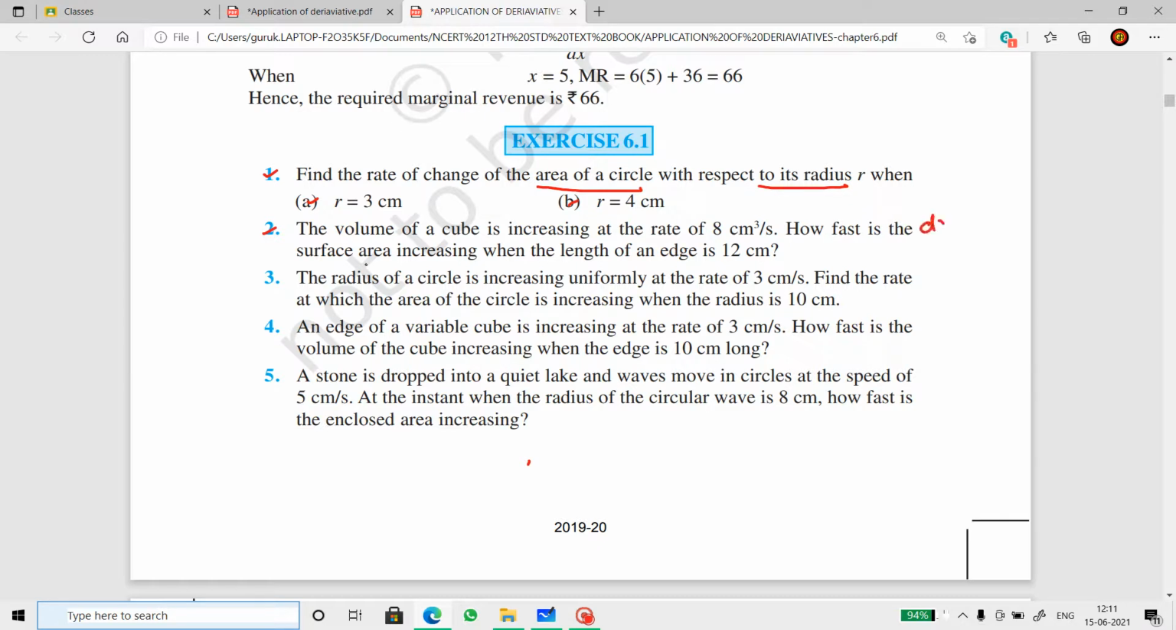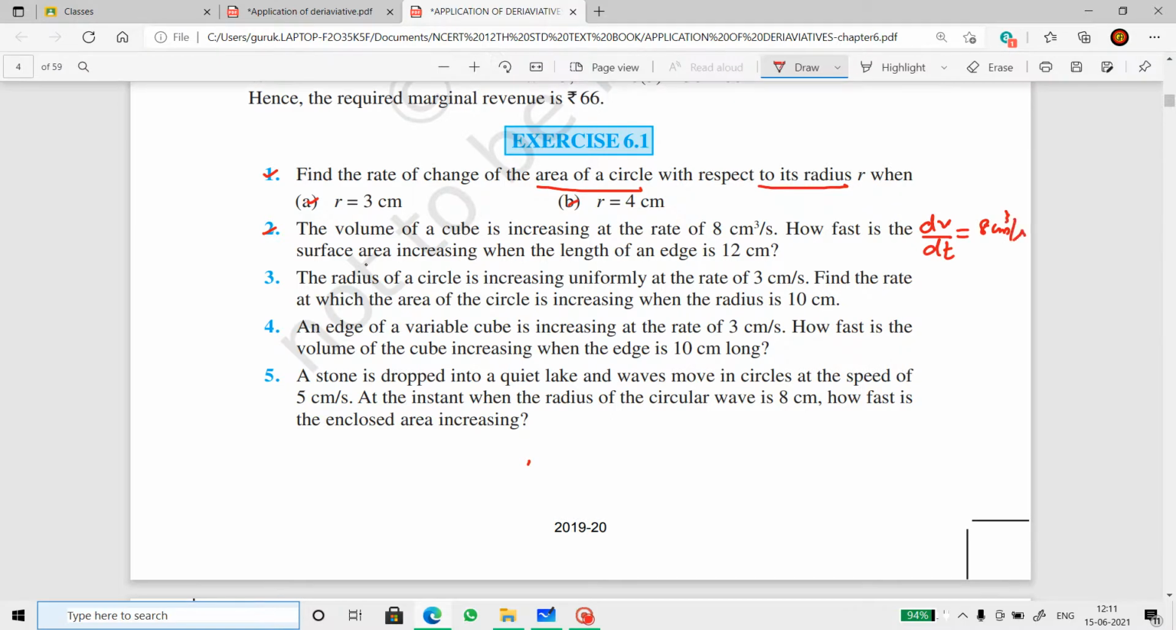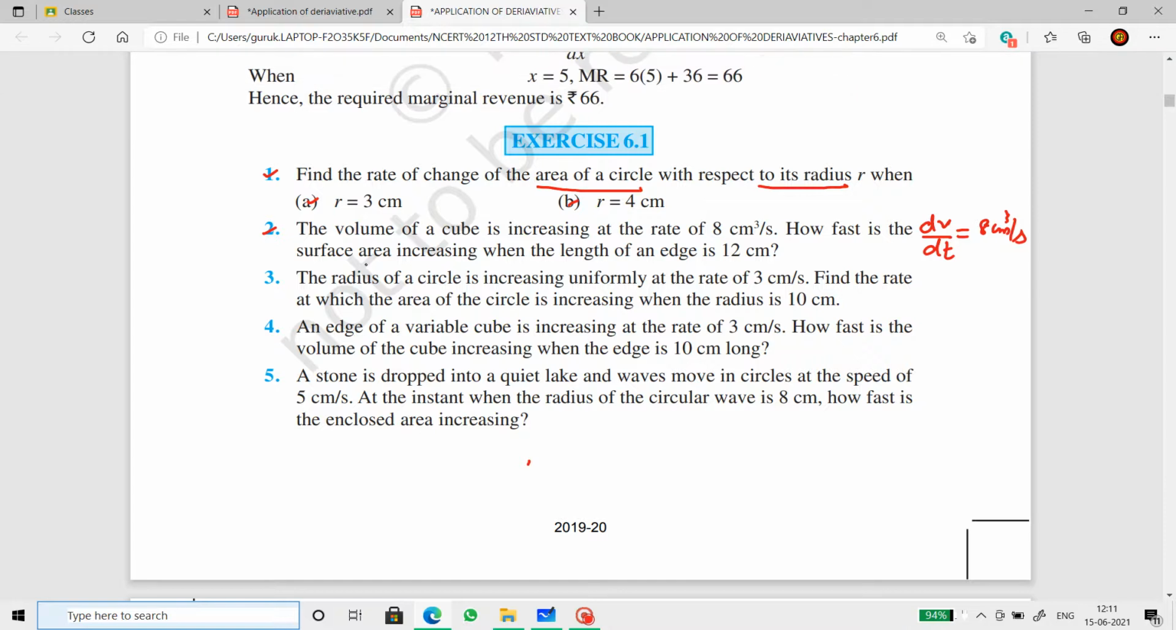Next question. The volume of the cube is increasing at the rate of 8 cubic centimeter per second. That's dV by dt is 8 cubic centimeter per second. How fast is the surface area increasing when the length of the side is 12? In this example that I discussed, volume was given and we differentiated the volume to find the rate of change of side. Whereas here the rate of change of volume is given to us, isn't it?